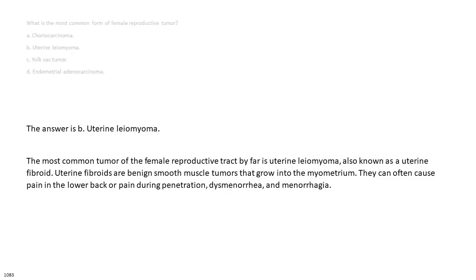The answer is B. Uterine leiomyoma. The most common tumor of the female reproductive tract by far is uterine leiomyoma, also known as a uterine fibroid. Uterine fibroids are benign smooth muscle tumors that grow into the myometrium. They can often cause pain in the lower back or pain during penetration, dysmenorrhea, and menorrhagia.